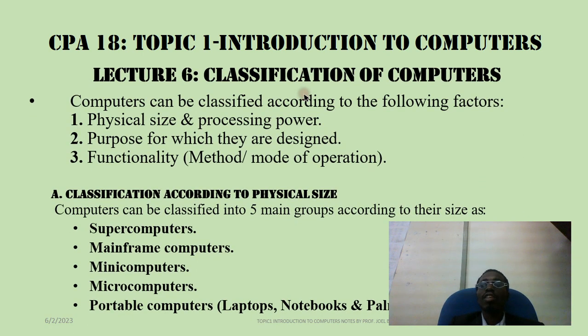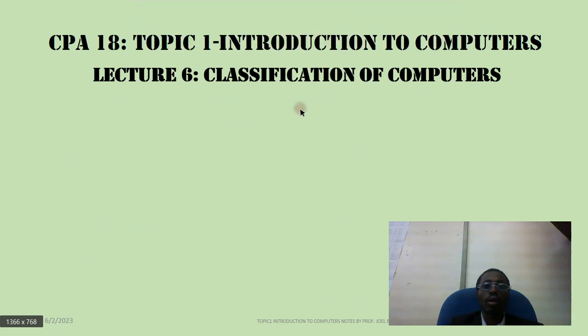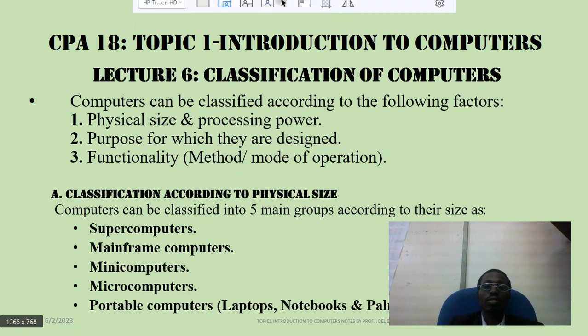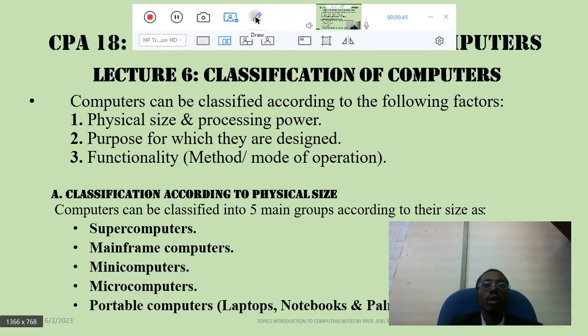So, computers can be classified according to the following factors: physical size and processing power, purpose for which they are designed, functionality, as well as these functionalities include the method and what is called the mode of operation.